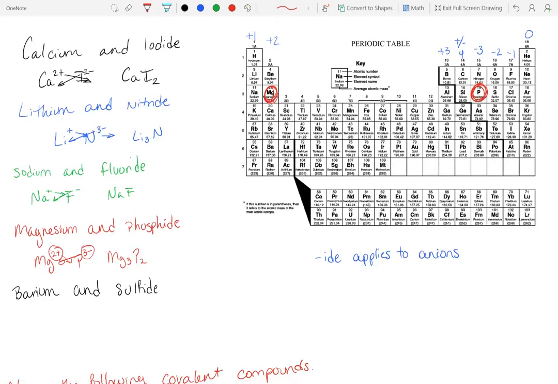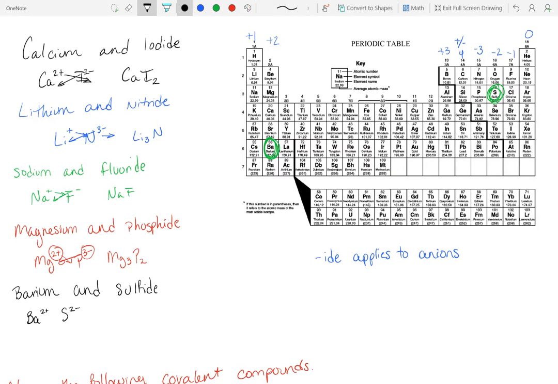Let's look at this last one here. Okay, so barium and sulfide. So where's barium? Let me mark it with green just so it stands out. All right, so barium's right there. Now where's sulfide? You see sulfide, sulfur, over here in the 16th group of the periodic table known as the chalcogens. All right? So barium is 2 plus and sulfide is 2 minus, right?